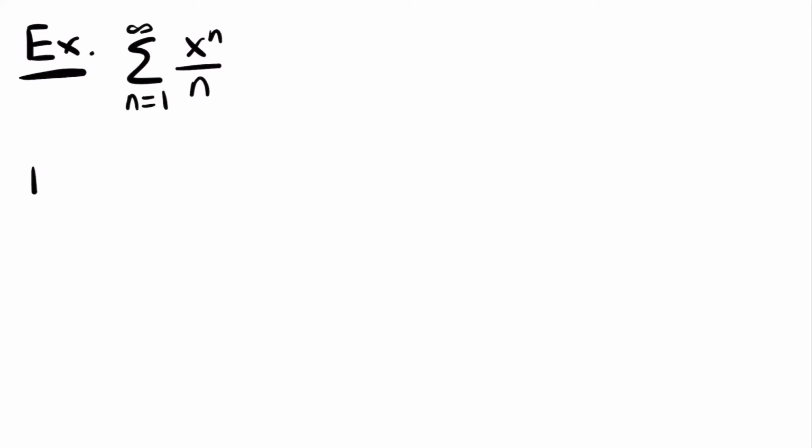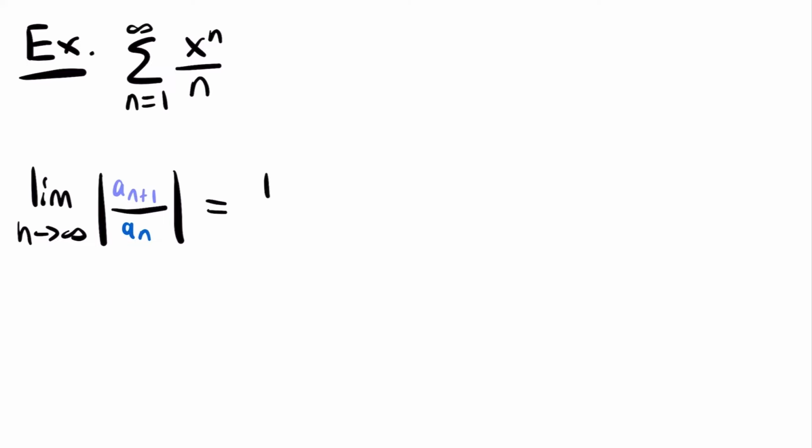All right, so we're going to look at the limit as n approaches infinity of the absolute value of a sub n plus 1 divided by a sub n, okay? And so that will be equal to the limit as n approaches infinity of the absolute value of a sub n plus 1, which will be x to the power of n plus 1 divided by n plus 1, right?